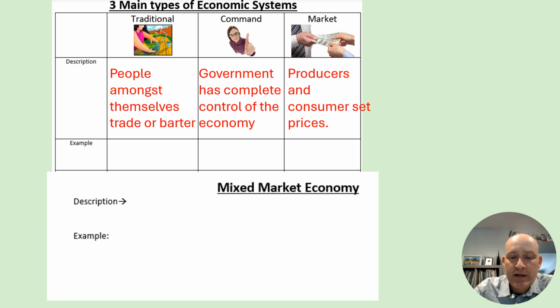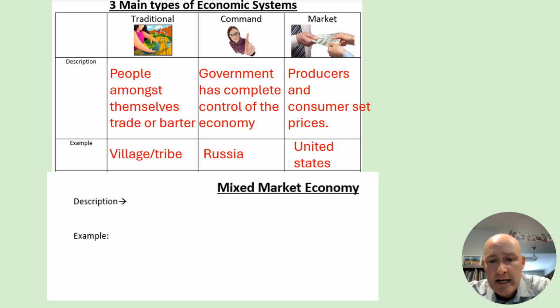So in a traditional economy, an example would be a village or tribe. In a command economy would be Russia, or the old Russia, the USSR. And a free market is the United States. Now, the United States isn't exactly, there's no real true free market country because the government needs money to produce things. Government has their say, but the United States is generally more of a free market than any other economic system.